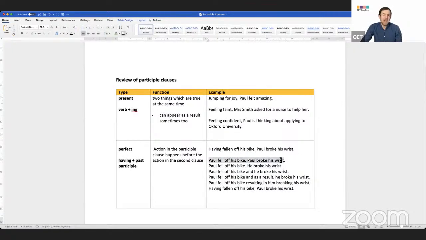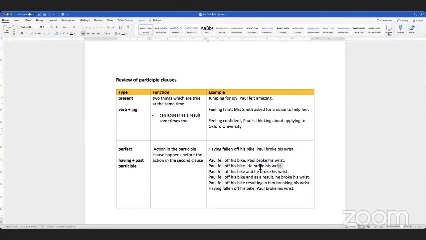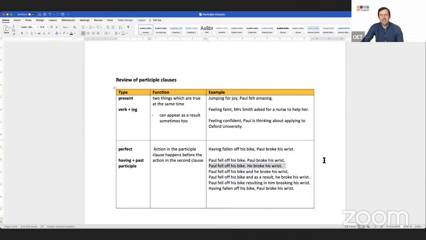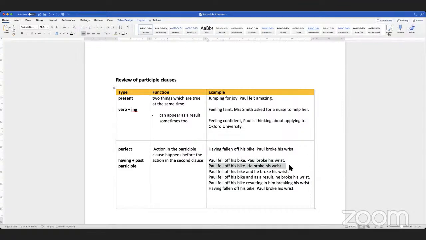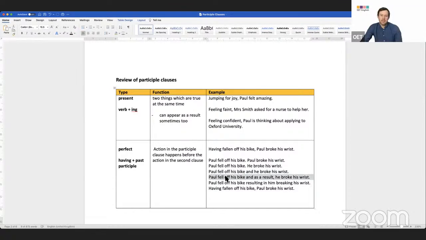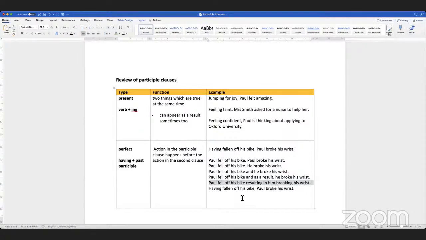So are we happy with this one? Paul fell off his bike, Paul broke his wrist. Does that sound good to you? No. That's not good, is it? What about this? Paul fell off his bike, he broke his wrist. No. Not really. What about this one? It's okay, isn't it? I don't mind it. What about this one? Is this better? Yes. I like that better. I do like that. What about this one? That's good. Better. It's good, isn't it?